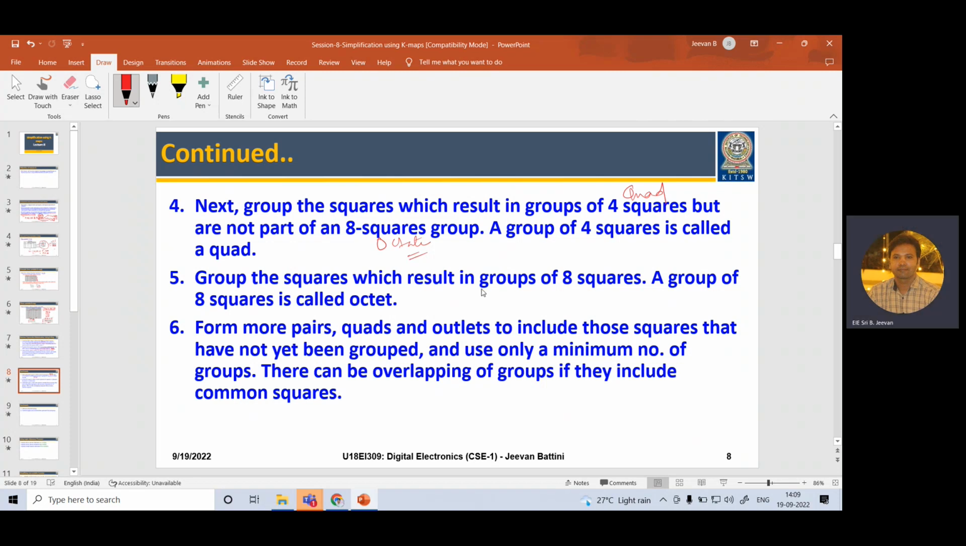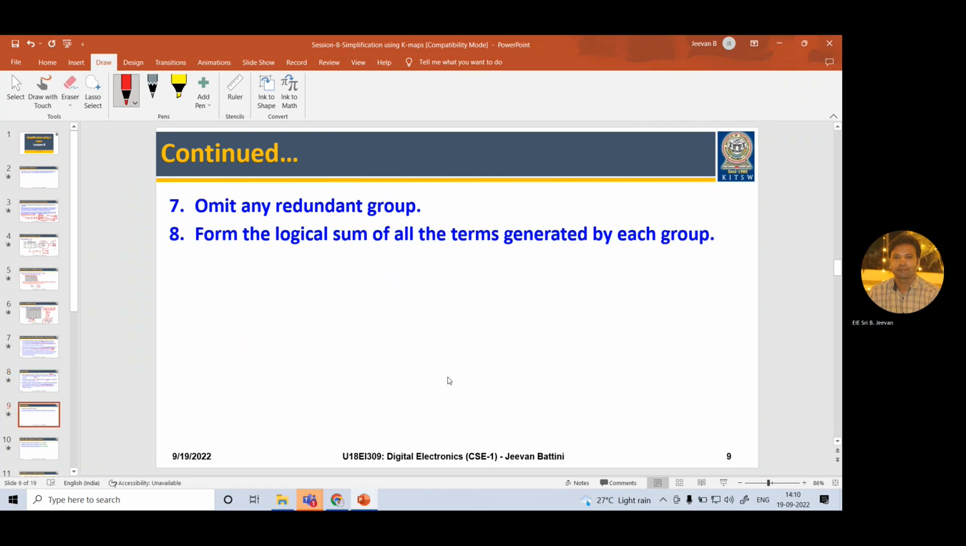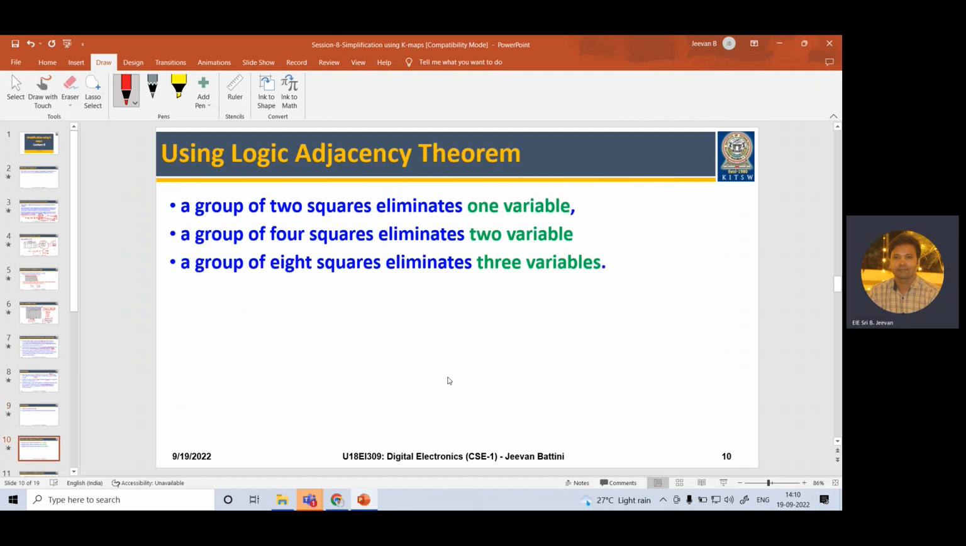So first group the squares which result in a group of 8 squares, as a group of 8 squares is complete. Then form more groups to include those squares that have not been grouped, and use only the minimum number of groups. This is also very, very important. You have to use the minimum number of groups. You'll understand clearly when we are solving the question. Remove the redundant groups, and finally take the sum of all the remaining products.